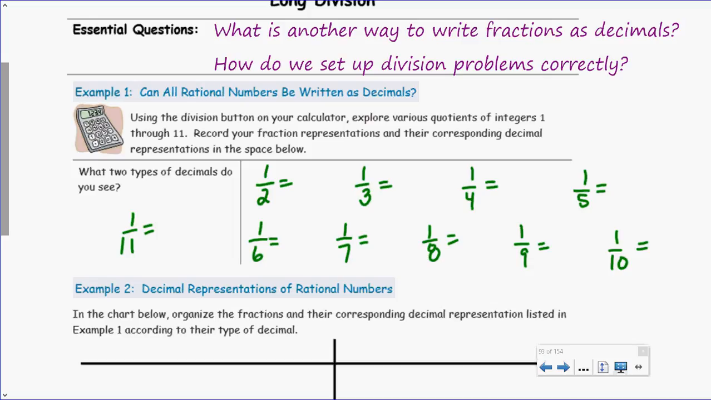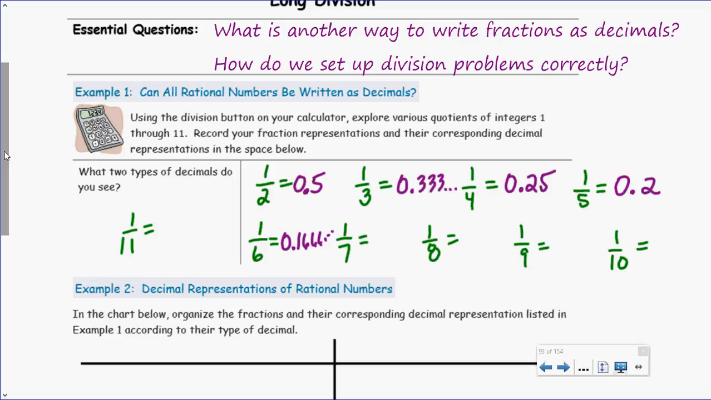Okay, so if you're watching this, you already did 1 divided by 2 and you got 0.5. If you're not done, pause it until you are done. Okay, 1/3 is 0.333. It goes on and on and on. 1/4 is 0.25. 1/5 is 0.2. 1/6, this was another weird one. It's 0.1666, and then it goes on and on, so I put those dots.